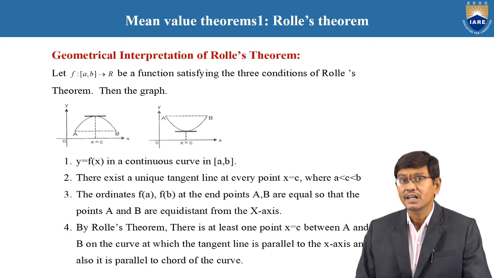The ordinates, that is f(a) and f(b) at the endpoints a and b, are equal, which means the endpoints are equidistant from the x-axis. This is a condition. By Rolle's theorem, there exists at least one point x = c between a and b on the curve at which the tangent line is parallel to the x-axis, the parallel part of the curve of the function. This is the clear information regarding the geometrical interpretation of Rolle's theorem.